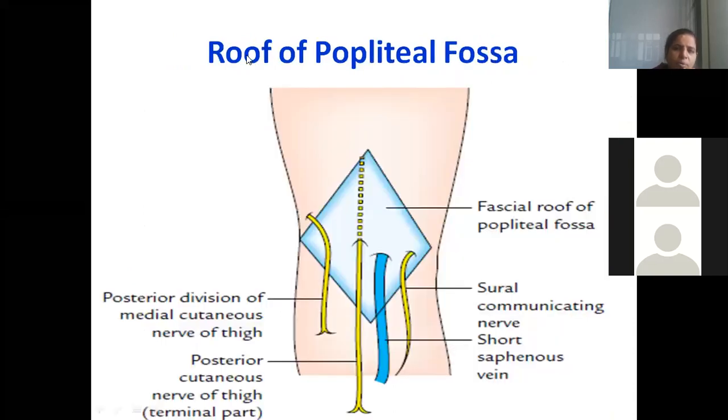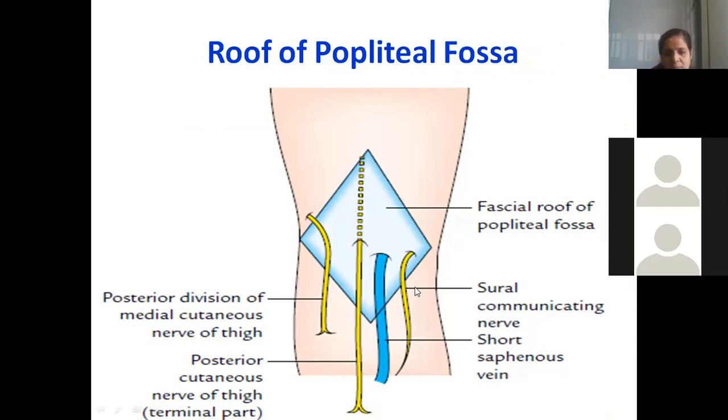Okay. Now coming to the roof. Try to recollect what you saw when you were doing dissection. Once you reflect the skin, you will see the superficial fascia, isn't it? Here it is something like the cubital fossa. So what is the vein we saw in the cubital fossa? Median cubital vein, isn't it? Which is very important for intravenous collection of blood or IV injections.